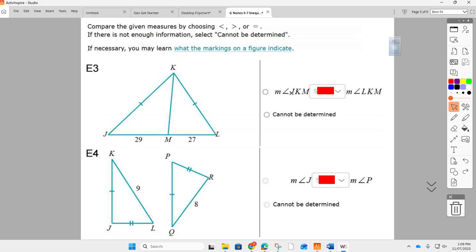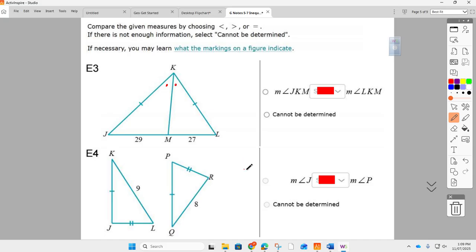How does the measure of angle JKM compare to the measure of angle LKM? First, it would be good if we knew where those were. Measure of angle JKM, we're talking about this angle. I'm not going to put a congruent mark because it's not congruent to anything so far as we know. And then the measure of angle LKM, we're talking about this angle.